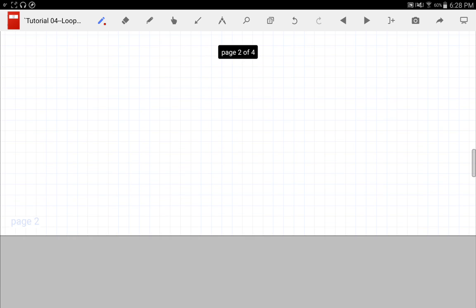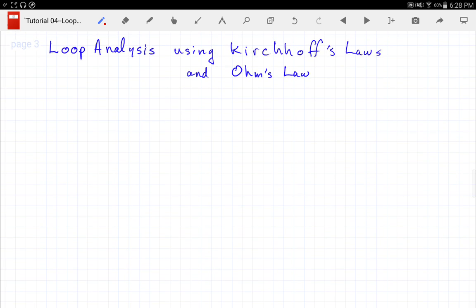Okay, moving on. The second step here, loop analysis using Kirchhoff's laws. Now, usually in a circuit class, we talk about mesh analysis. Here I use the term loop analysis for a very specific reason, because mesh analysis really is a more refined method, which I will talk about at the very end of this tutorial. So what is loop analysis using Kirchhoff's laws and Ohm's law?